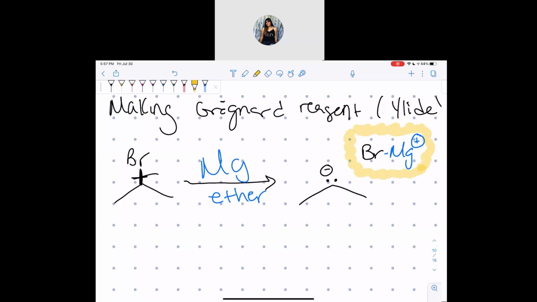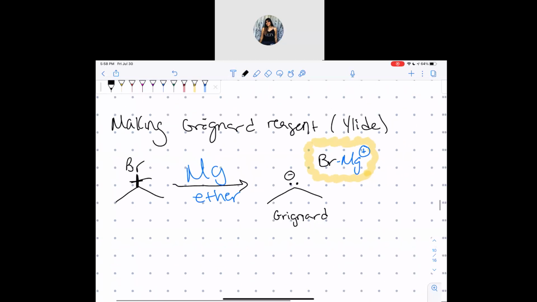So since we're Team Carbon, we're going to call Team Carbon Grignard. That is the Grignard. And someone pointed something really great out. The ylide is in fact not for the Grignard reaction. It is for the Wittig reaction. So please ignore that. It's just called the Grignard reagent.